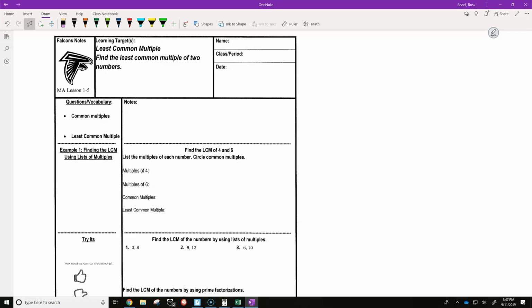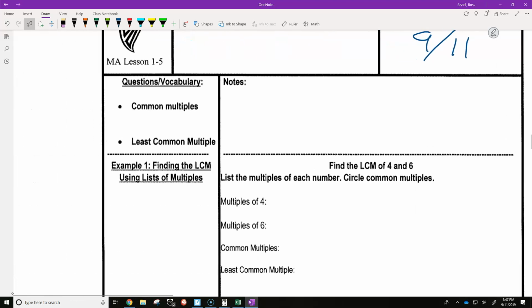Alright, let's look at our notes. We'll get started right away. Names should be on your paper. Today is 9/11. Alright, first thing I want to look at is our vocabulary.